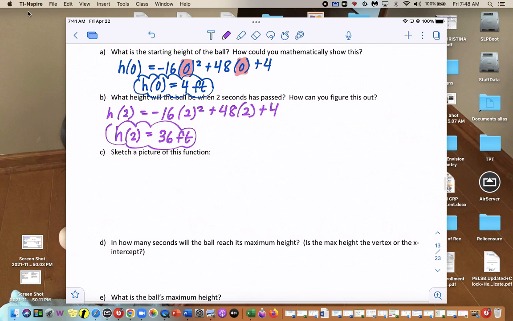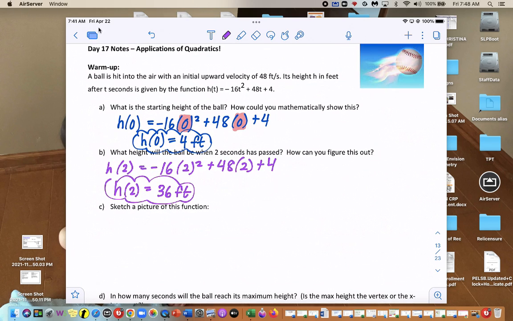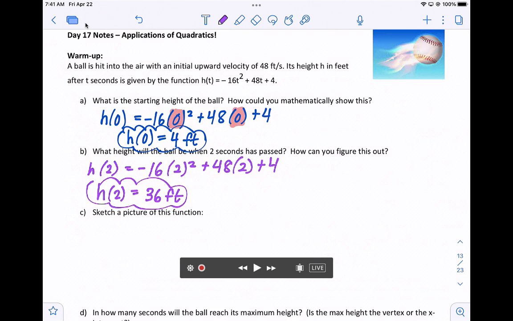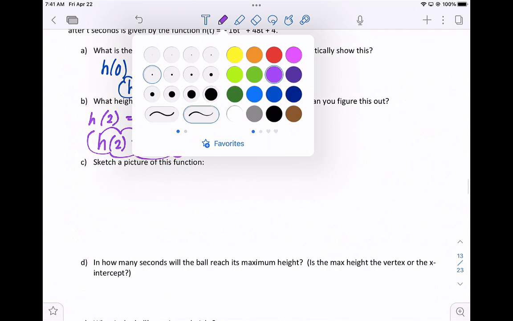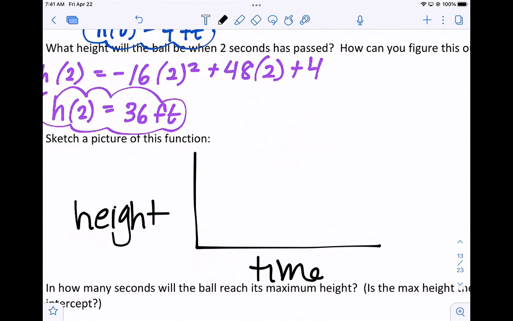C, sketch a picture of this function. Okay, so the starting value is 4, and at 2 seconds it's 36 feet high, but again, we're just making a sketch, so let's go like this. So this is height over time. We start at 4, it's going to go up and then go down. So we can extend that over here.